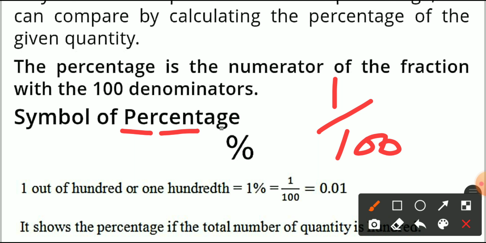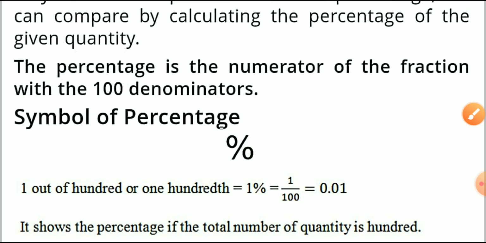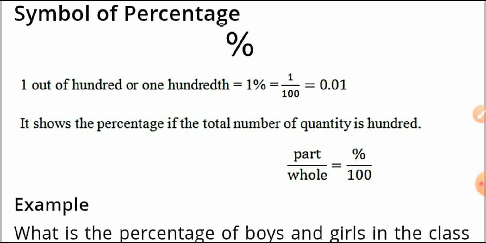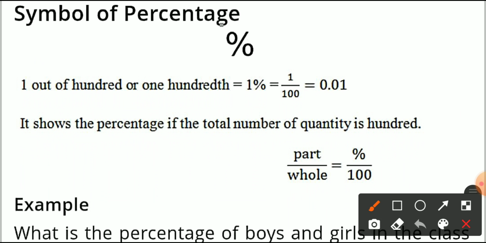Okay. Do you understand what is the meaning of percentage? Per means upon and cent means 100. Upon 100, or you can write it as 0.01. It shows the percentage as if the total quantity is 100. So what is the formula to calculate percentage of anything? Part upon whole.